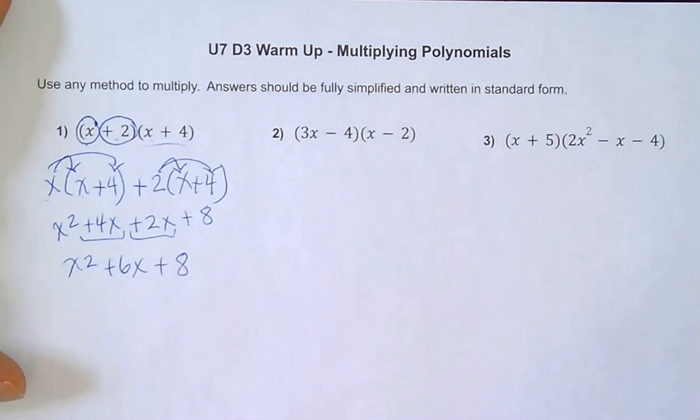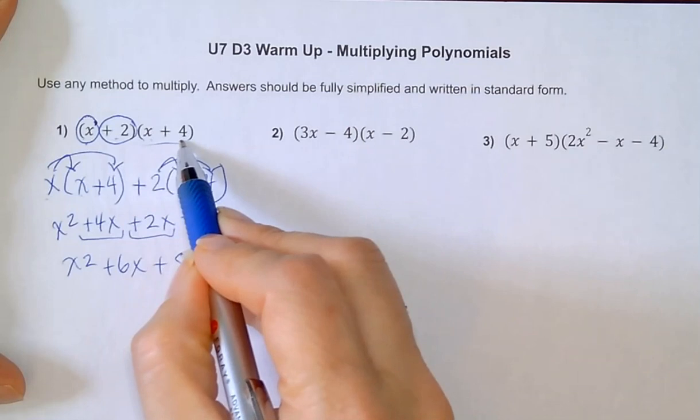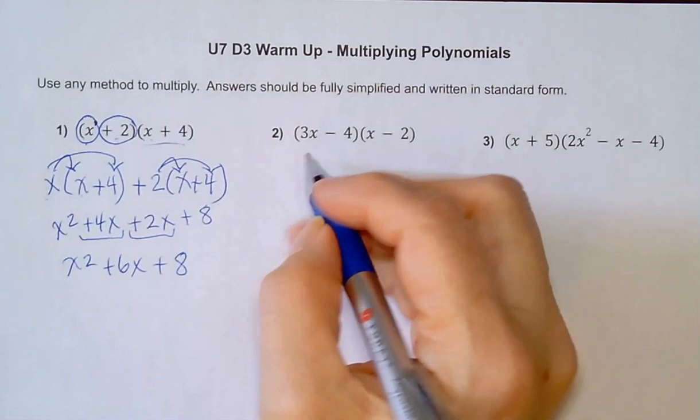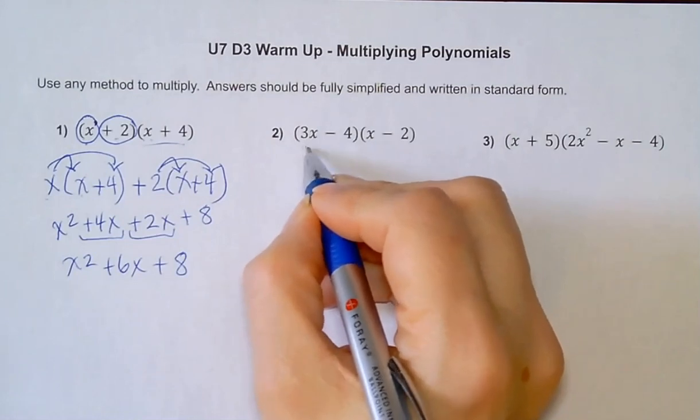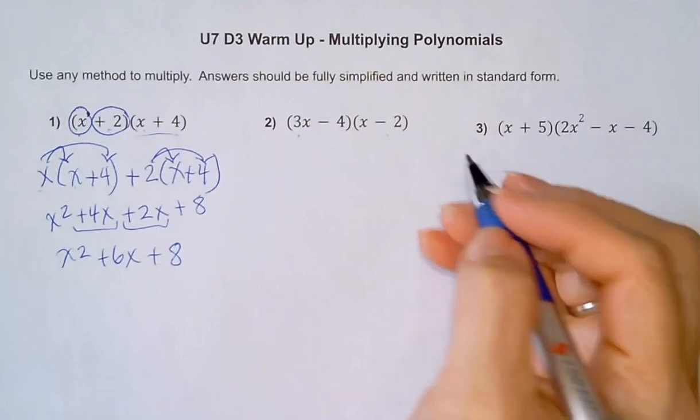If you did that using FOIL, you would have x times x is x squared, outer is 4x, inner is 2x, and last is 8. And of course you can do that with the box method. I'm going to do the third problem with the box method since it has a trinomial, so I'll show you that again. Okay, I'm going to use FOIL for this second problem. It doesn't matter though. Again, you choose what works for you.